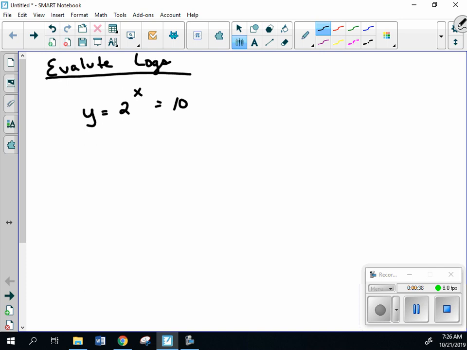And if you do not have access to a graph of this, this might be a little bit harder to figure out. This is where logarithms come into play. Logarithms are used because we need to evaluate what is that x value. So let's just jump right into this equation here.